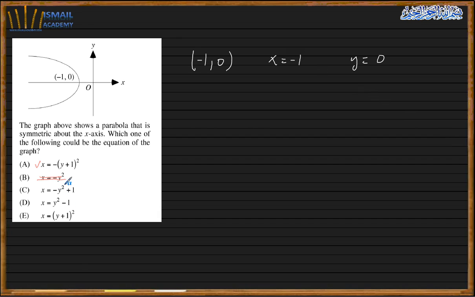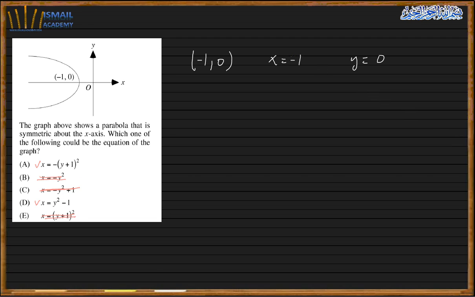If I plug in 0 here, I got 0 plus 1 is 1. Here you should have minus 1. So this is not the case. If I substitute 0 here, I get 0 minus 1 is minus 1. So this will work for me. And if I substitute 0 here, I got 1 squared, which is 1, and here I need to get minus 1.